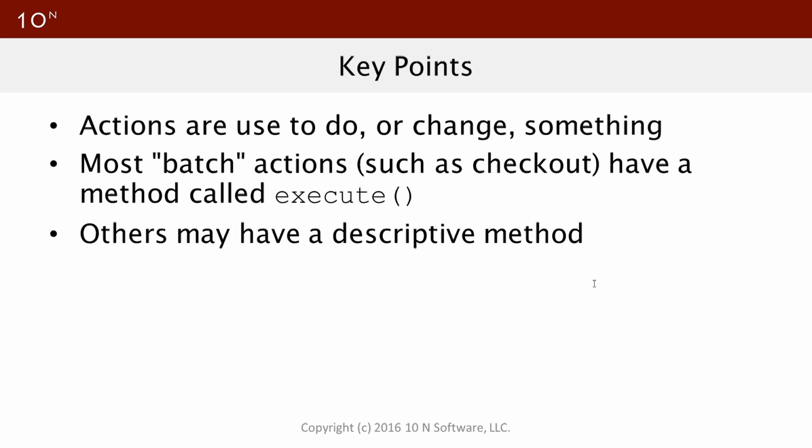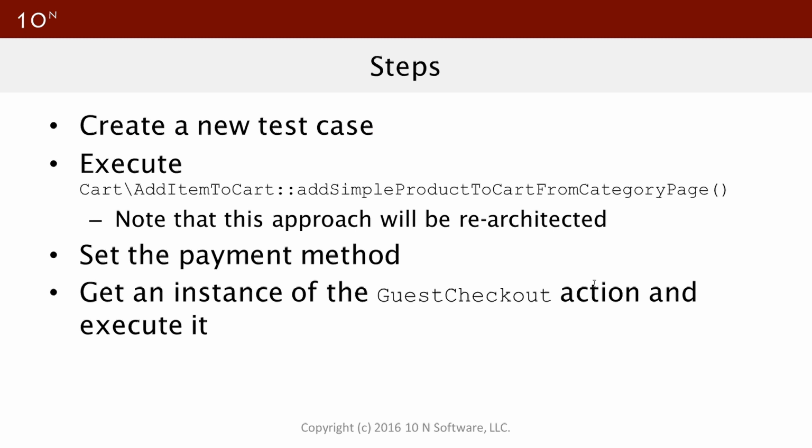So some key points on this. Actions are usually used to do, which also means change something in the system. Adding to cart, checking off a button, clicking a submit button are all examples of what an action is. Most batch actions, such as the checkout, which we saw, have a method called execute, but others may have a more descriptive method, as we saw with the add to cart. Here are the steps for exercise number 7.